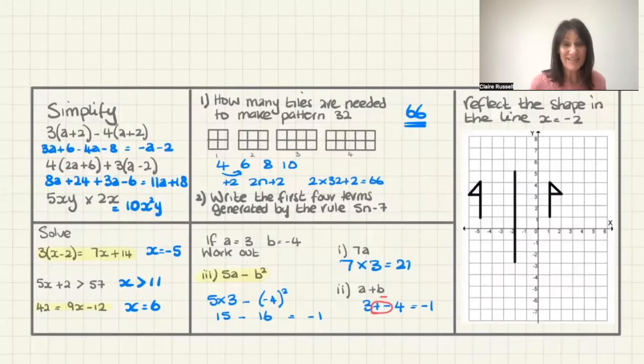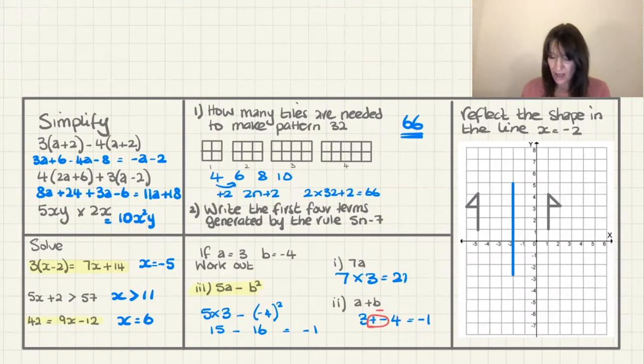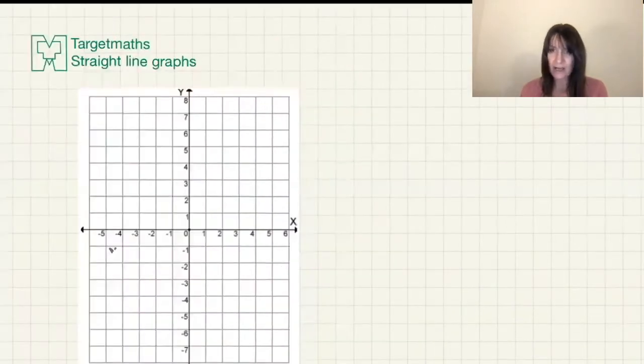Okay, I've just noticed that I have forgotten to put the answers in for question 2, the generating sequence question. So I'll just pop those in now for you. It's, I'll squeeze it in there, -2, 3, 8, and 13. Sorry about that.